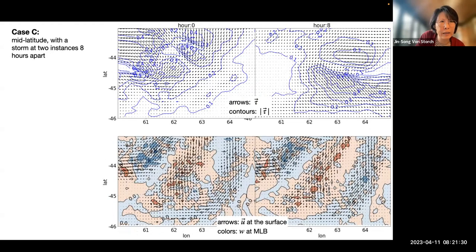And similarly, here in mid-latitude, the wind stress is somewhat stronger, up to 0.5 Pascal. And here we have a kind of storm coming, and 8 hours later, passing through the region we are considering here. And in the ocean, you have this meandering situation, and it looks like this situation is not really affected by the surface wind.